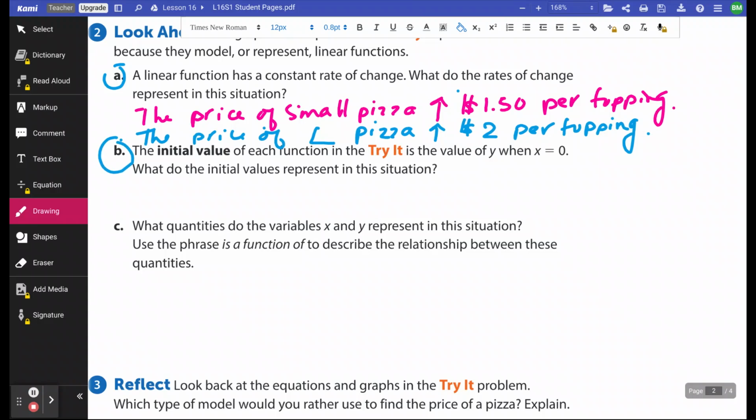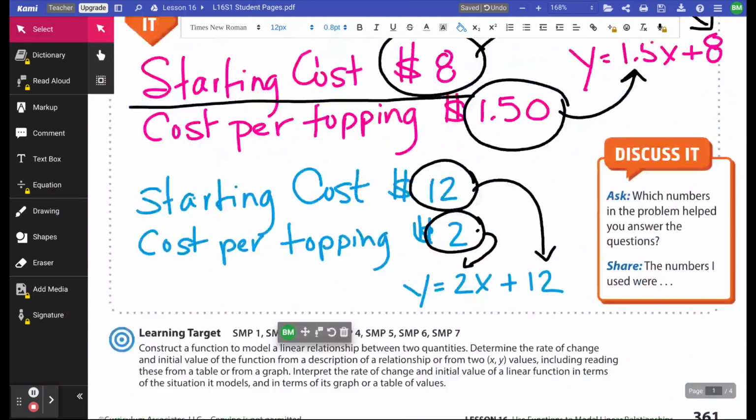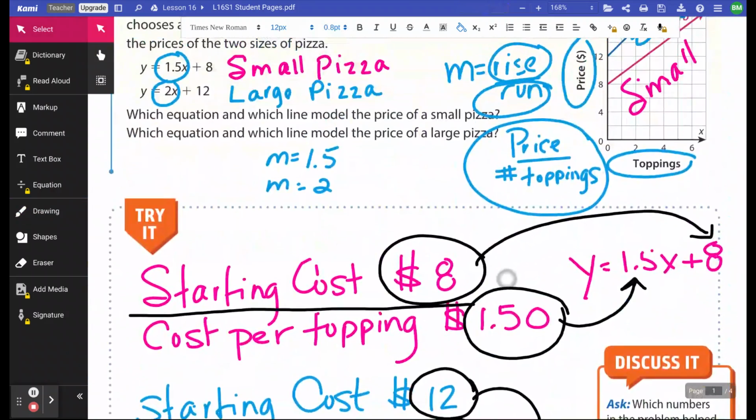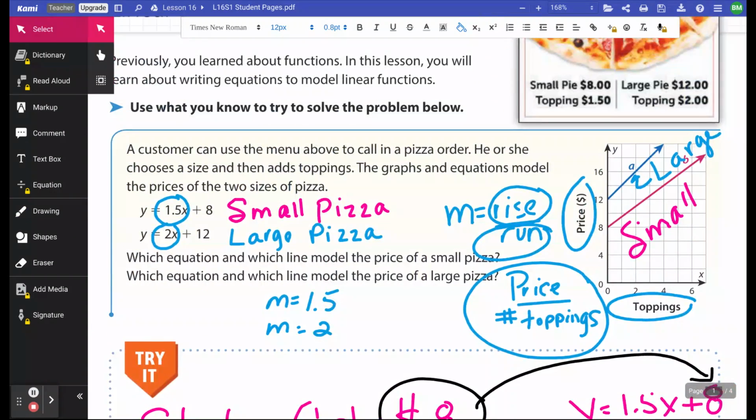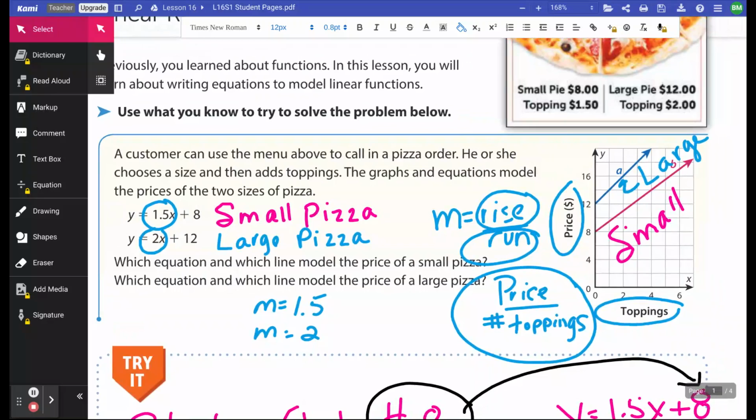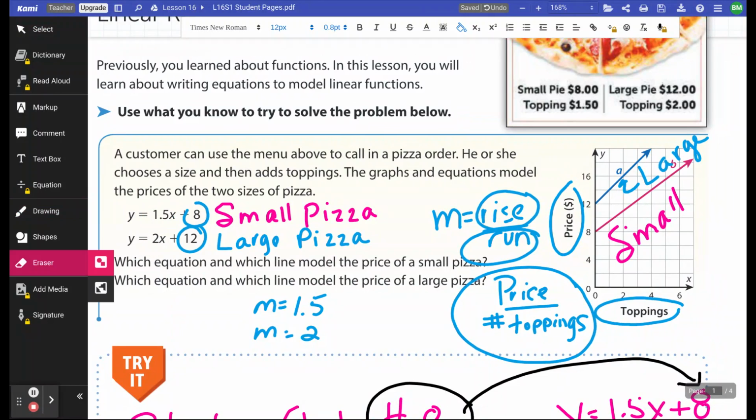Okay, so now we're going to look at question B. The initial value of each function in the triad is the value of y when x is equal to 0. So what do the initial values represent in this situation? Let's go back and look. So our initial values are 8. Whoops. Our initial values are 8 and 12. Let's get rid of some of this other stuff here.